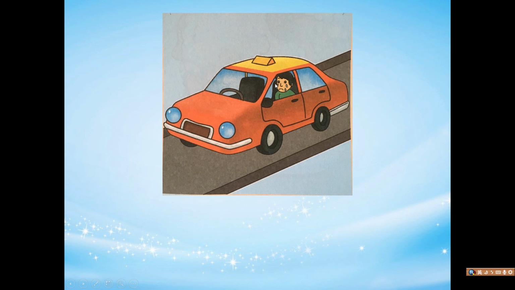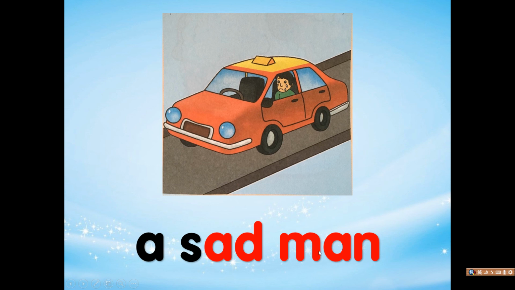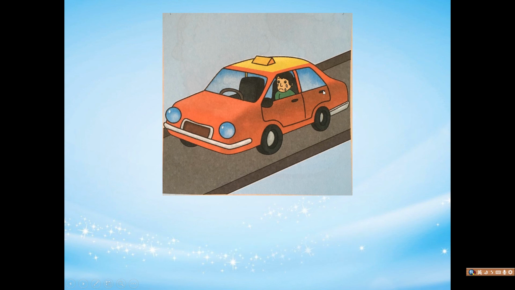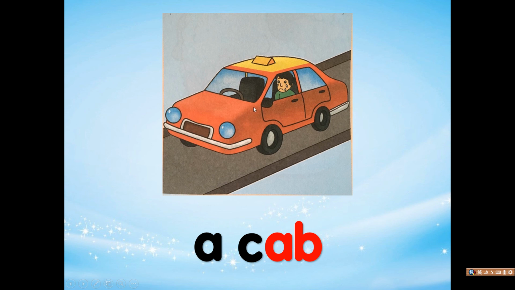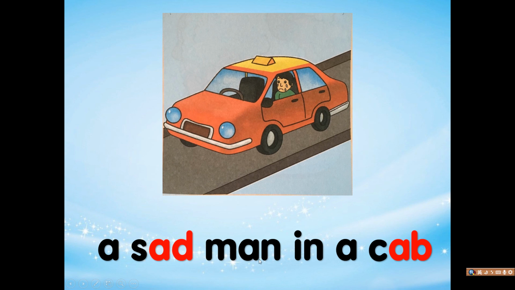What can you see in the car? Who is in the car? A sad man. A sad man, 很伤心的人. Okay, where is he? In a cab. So, a sad man in a cab. Again, a sad man in a cab. 一个伤心的男人。在哪里呢？在德士里面. A sad man in a cab.